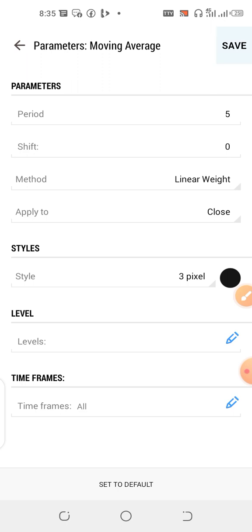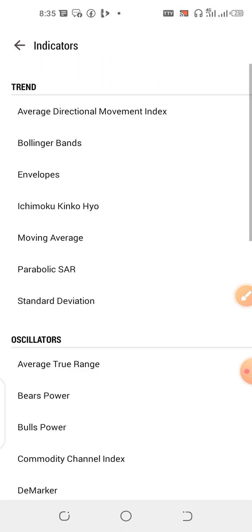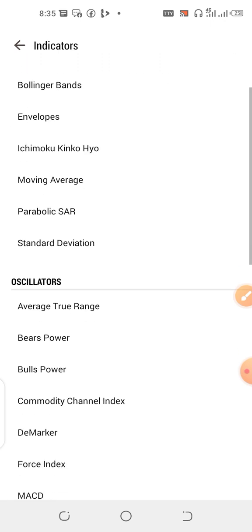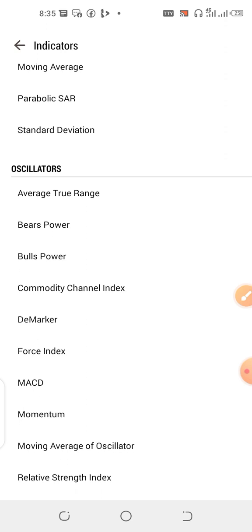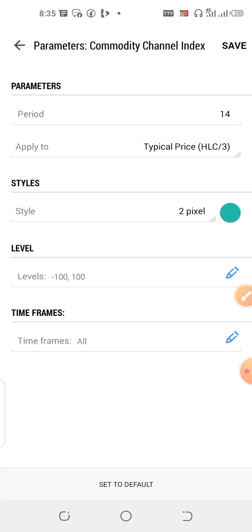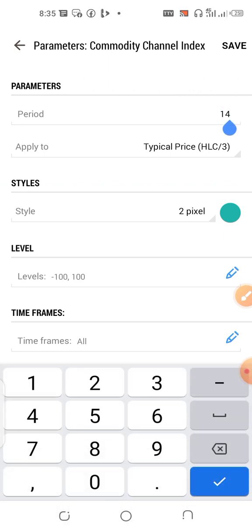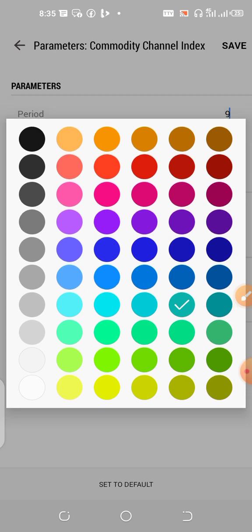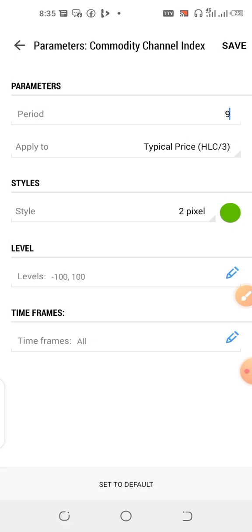You click save. So on our window 1, guys, we have commodity index. Here is our commodity index. You will use period 9, apply to typical price, then style 2 pixel, any color of your choice, guys. I prefer to use, let me say, green.